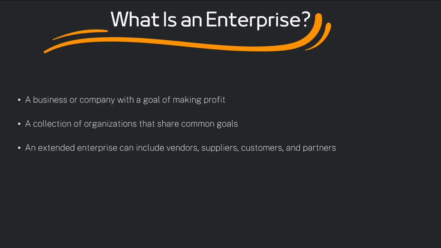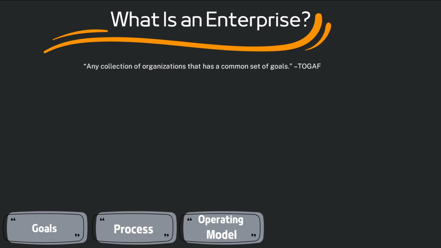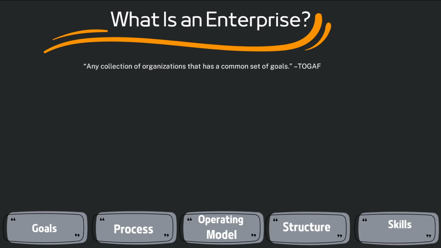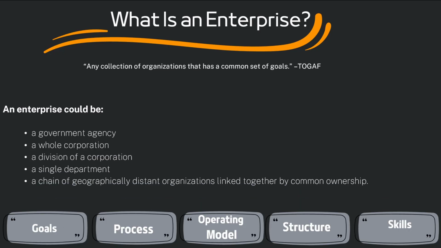Let's explain it once again in a fresh manner. An enterprise is any collection of organizations that has a common set of goals or process or operating model or structure or scale. And an enterprise could be a government agency, a whole corporation, a division of a corporation, a single department, a chain of geographically distant organizations linked together by common ownership.